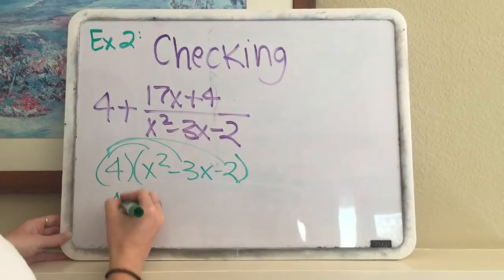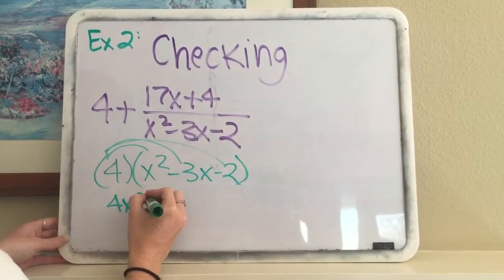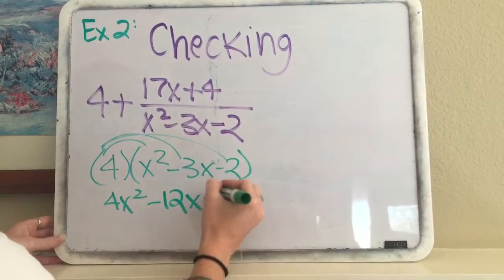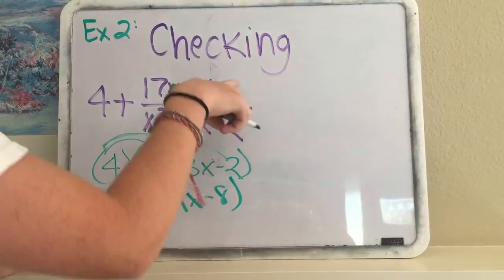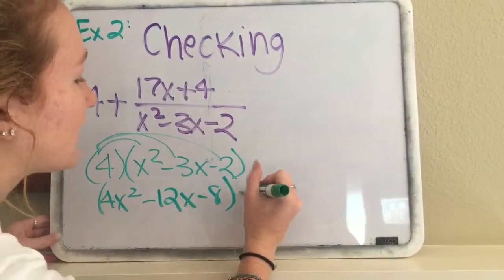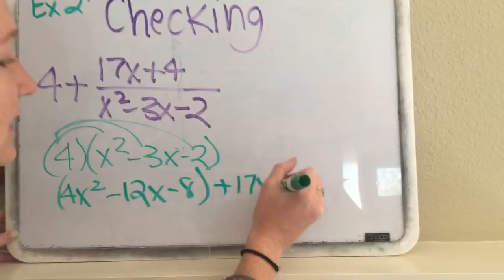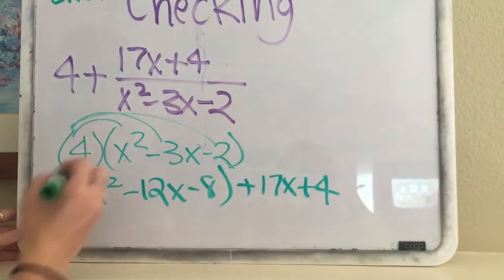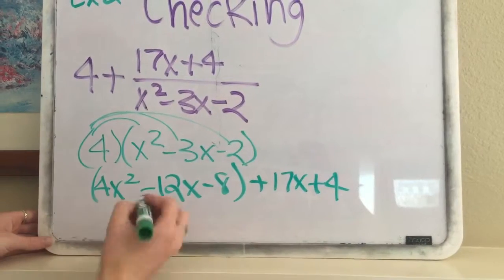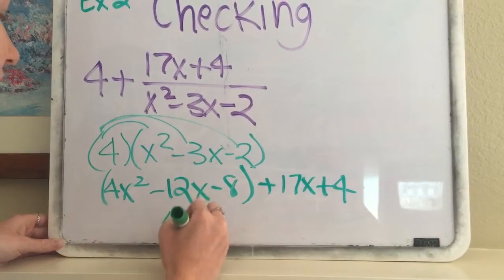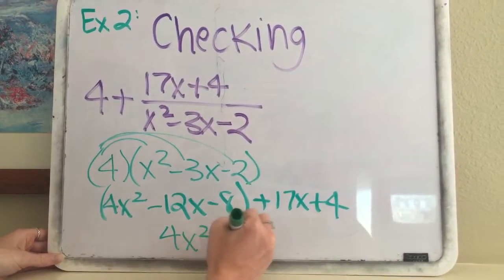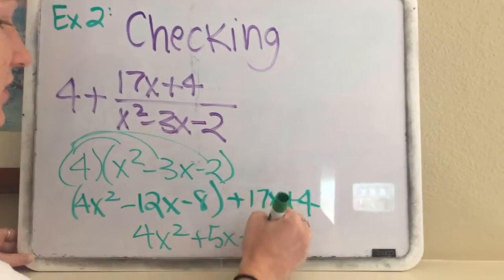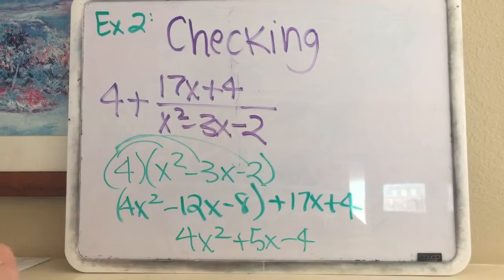So it'd be 4x squared minus 12x minus 8. And we can't forget about the remainder, so we'd add that to the very end, 17x plus 4. And then after foiling this all out, our final answer would be 4x squared plus 5x minus 4, which is just like our previous answer. So that's when you know you did it right.